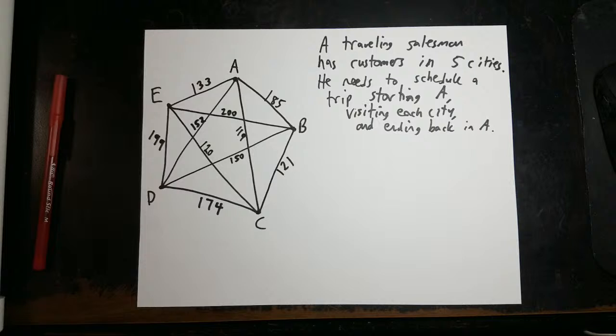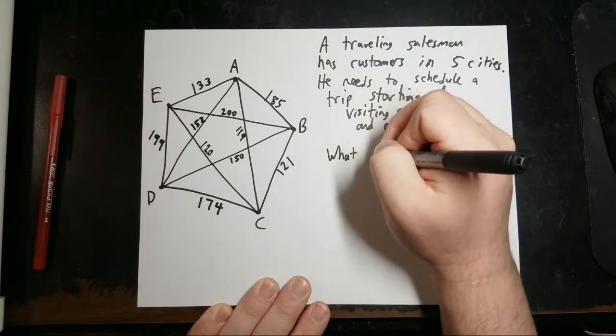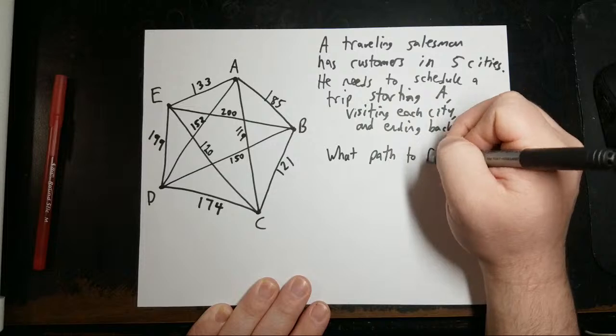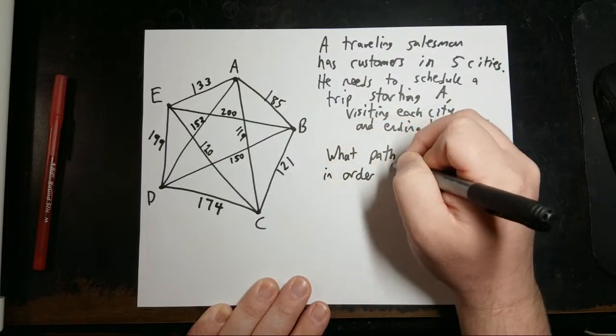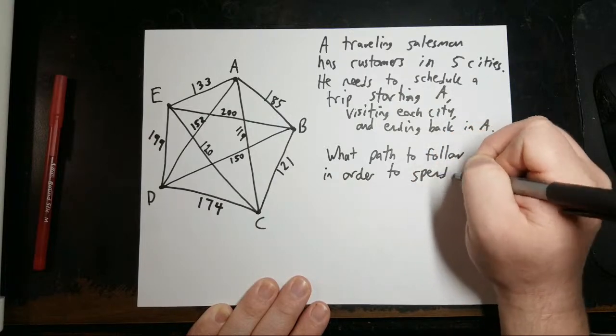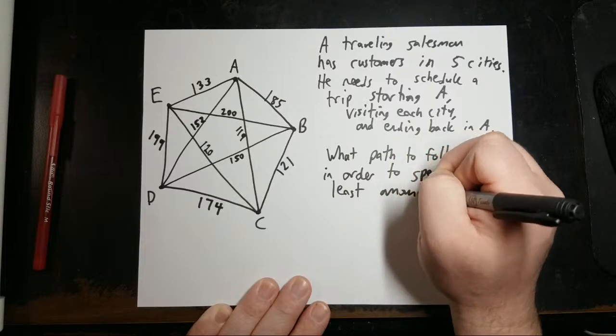He's got to start in A. He's got to go through every single city exactly once and end up back in A. So the problem is, what path to follow in order to spend the least amount of money.